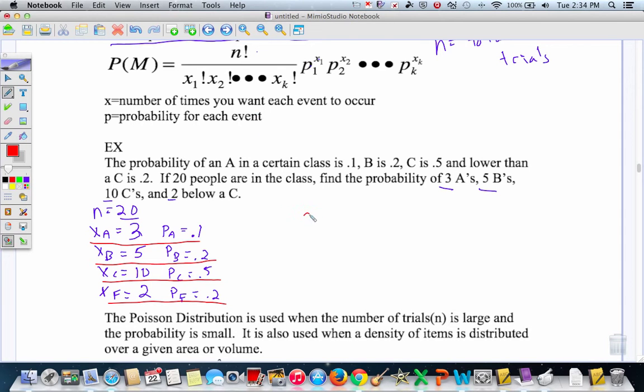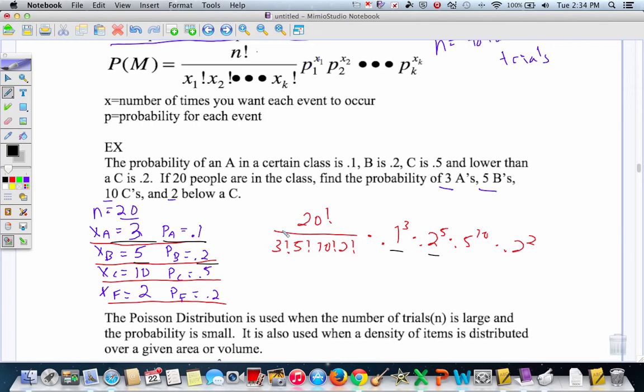So plugging into our formula, it is 20 factorial over 3 factorial, 5 factorial, 10 factorial, and 2 factorial. And then 0.1 raised to the third, 0.2 raised to the fifth, 0.5 raised to the 10th, and 0.2 raised to the second. So notice that 0.1 was raised to the third power, 0.2 to the fifth, and so on. Okay, so that's why I like to write those side by side.